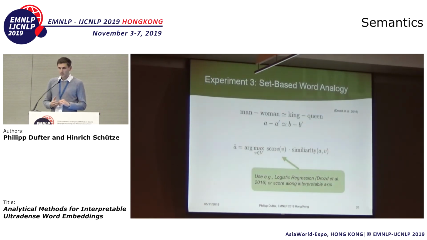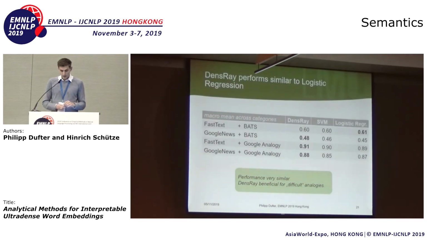In the last experiment, we looked at word analogy. We used a method, LR cos by Drozd et al. 2016, which is based on the similarity and also a classification algorithm which classifies whether words belong to the left or right class of an analogy. And again, here DenseRay outperforms SVMs and logistic regression. The performances are all quite similar, but it shows that it's a stable method and yields reasonable results here.